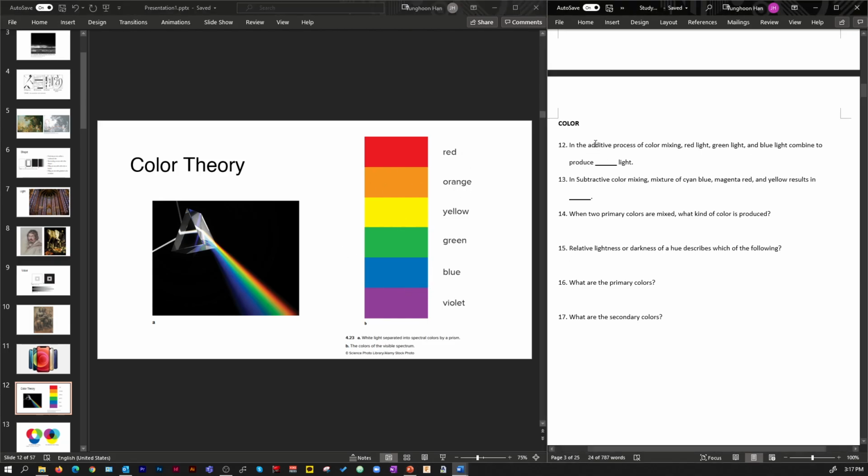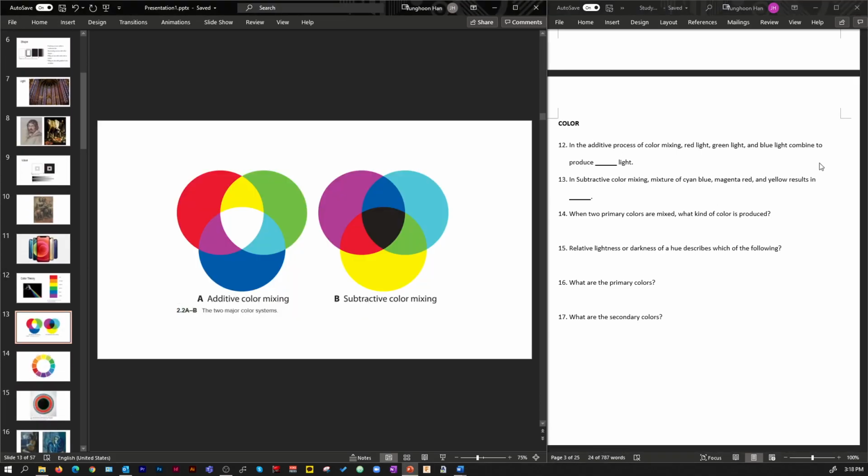So number 12, in the additive process of color mixing, red light, green light, and blue light combine to produce white. In displays or projectors that you see in the classrooms, that is how it works. It has a bulb for the red light, a bulb for the green light, and a bulb for the blue light, and depending on the subject that is being projected, they change the intensity of those 3 bulbs to create this kind of imagery onto the projected surfaces.